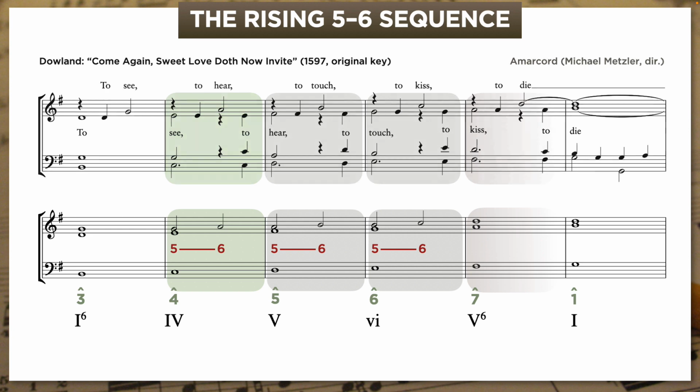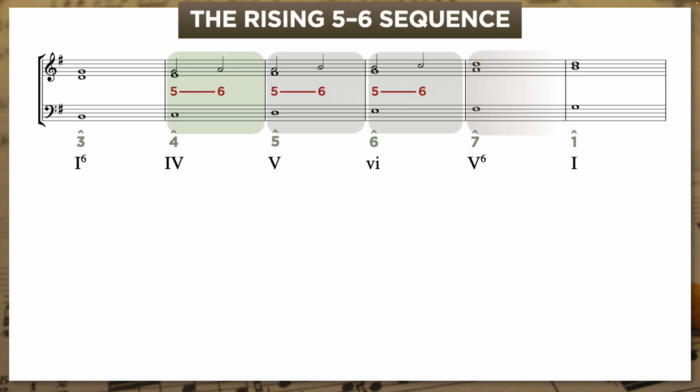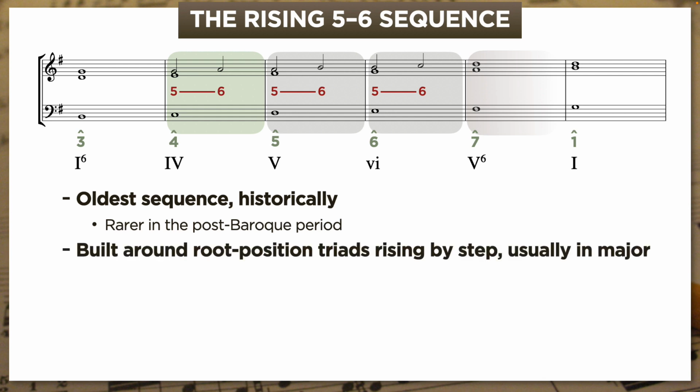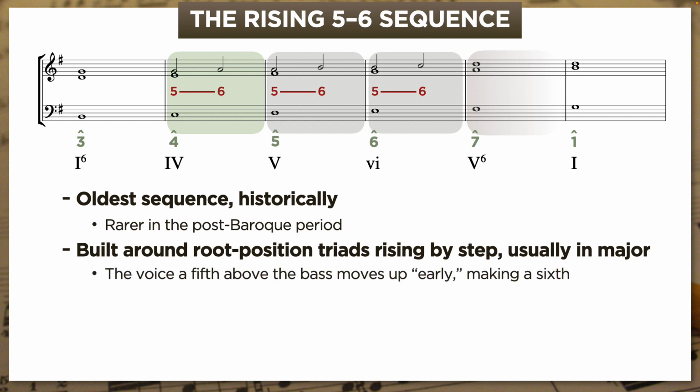Seems like a good time to go back and summarize the basic points. The rising 5/6 is probably the oldest sequence that was still in use in Mozart's time. It gets rarer in the post-Baroque period, but because I'm me, that's where we're going to spend our time today. The sequence itself is built around a chain of root position triads, rising by step, usually in major, and the voice that lies a fifth above the bass avoids parallel fifths by moving up early, so to speak, making a sixth.